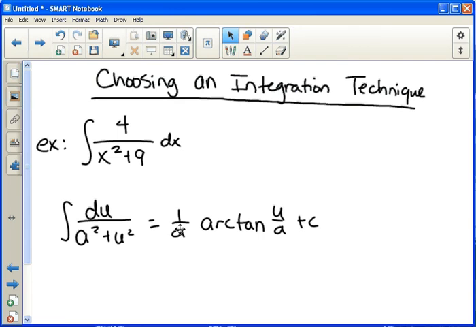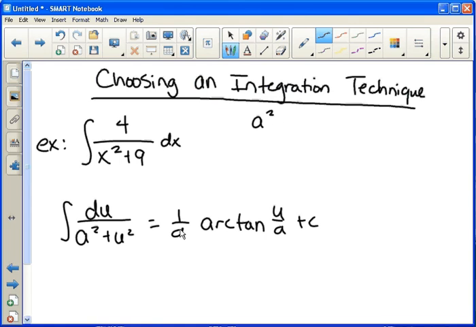Remember, no matter what order it's written in, a is always the constant, so a squared is actually the 9. A squared goes with the 9, and u squared goes with the x squared. So then I simply take the square roots to get my a and my u. Square root of 9 is 3, square root of x squared is x. And then I take the derivative of u to get du. So that's 1 dx.